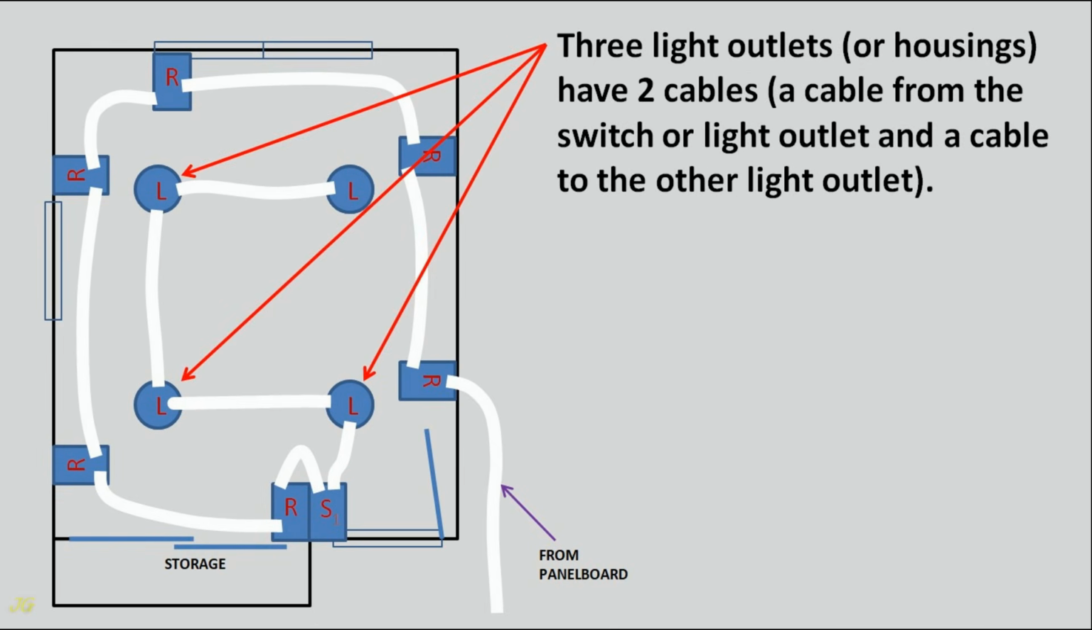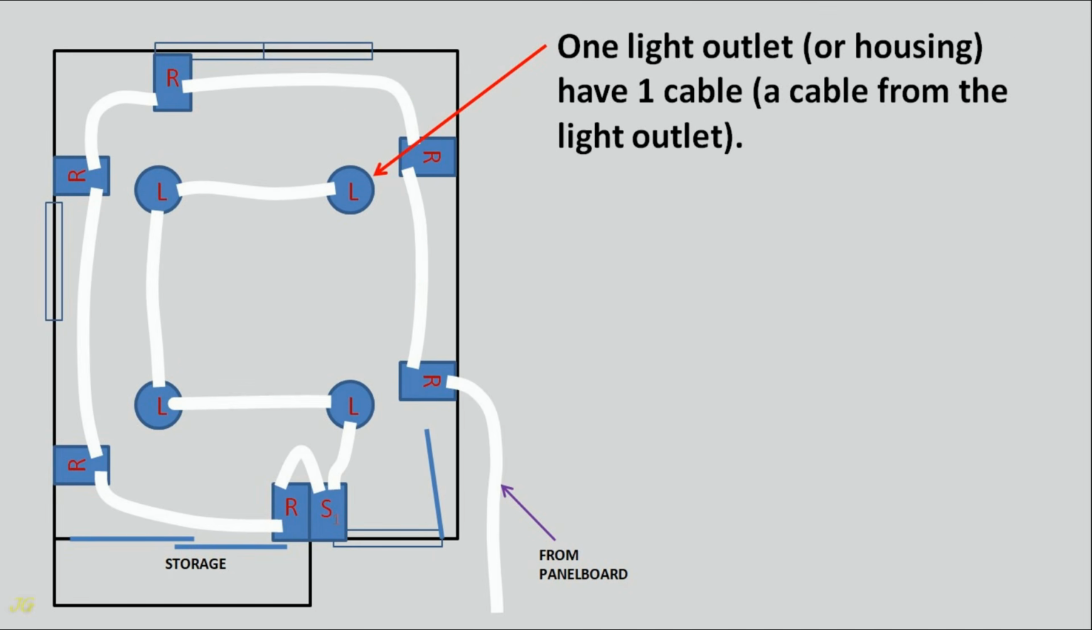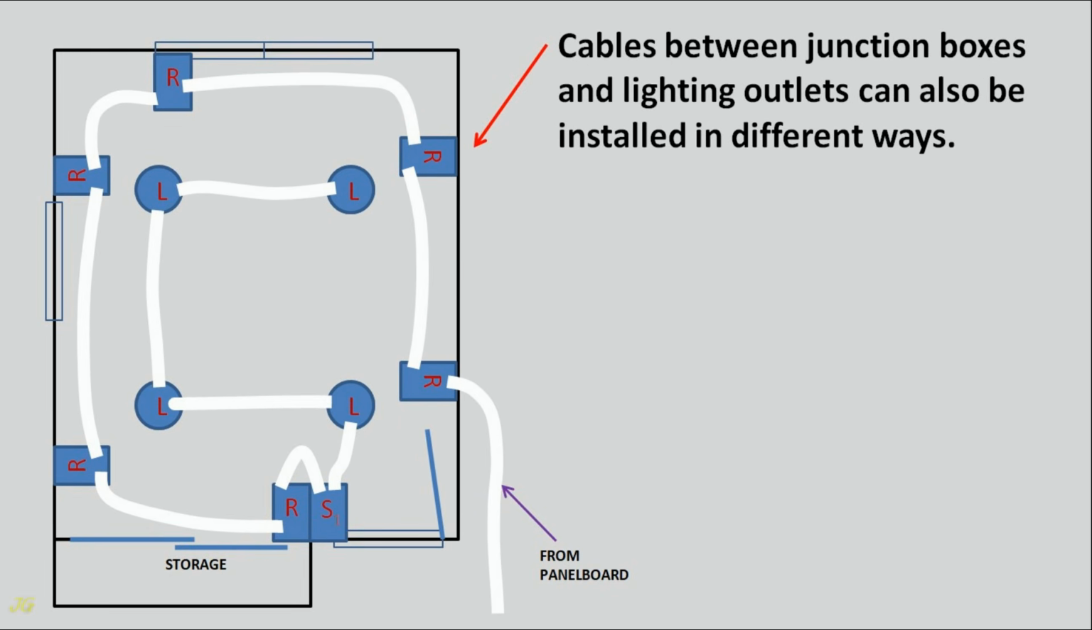3 light outlets, or housings, have 2 cables, a cable from the switch or light outlet and a cable to the other light outlet. 1 light outlet, or housing, has 1 cable, a cable from the light outlet. Cables between junction boxes and lighting outlets can also be installed in different ways.